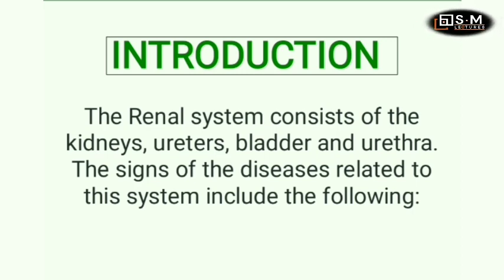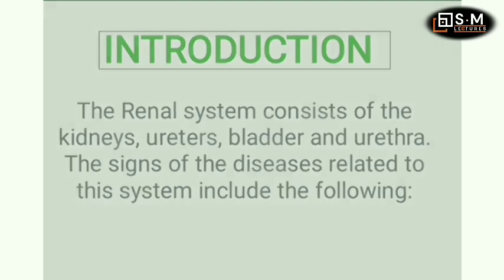The renal system consists of the kidneys, the two kidneys, right and left, then the ureters, the two connecting tubules that connect the two kidneys with the bladder. Then we have the bladder and the urethra through which the urine passes out. So the signs of diseases related to this system, that's the renal system, include the following.